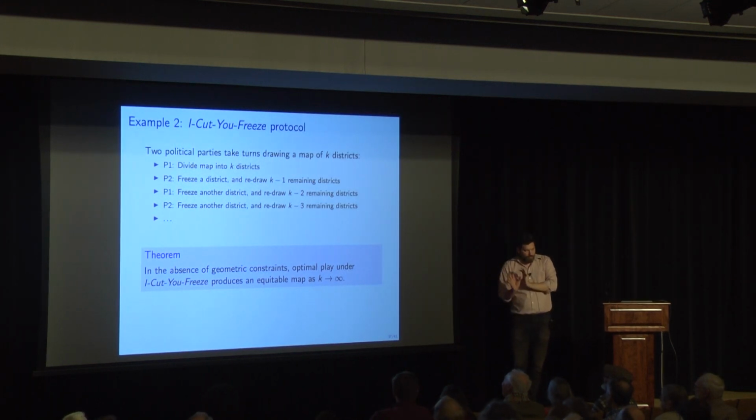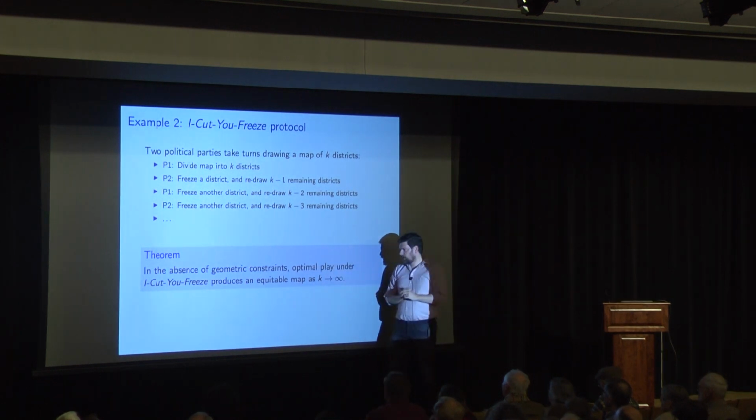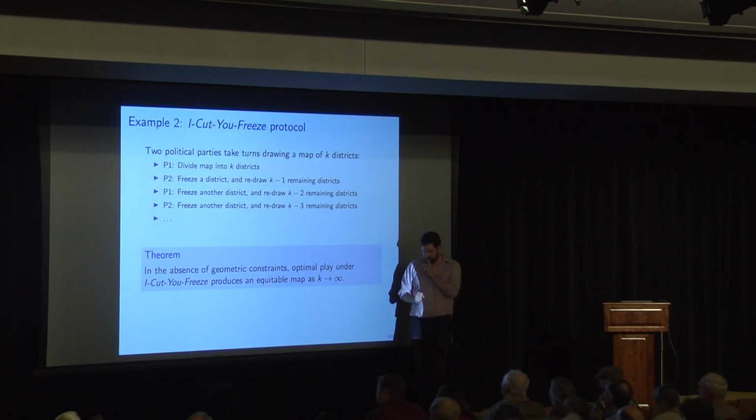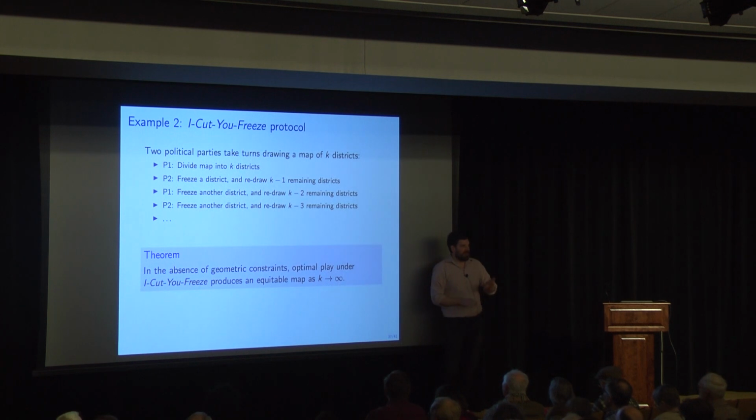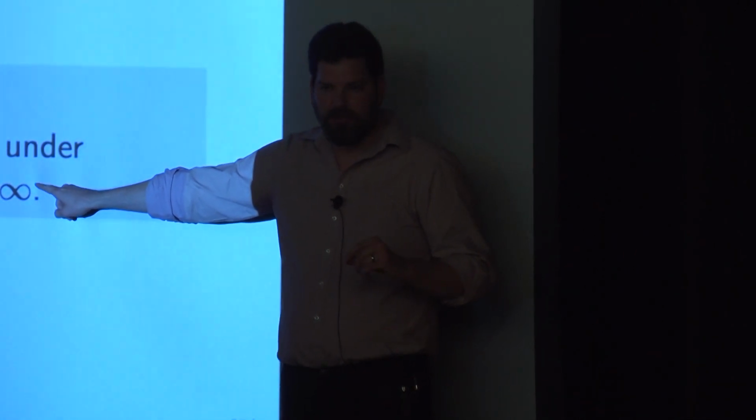So it doesn't require that when you draw the districts, it doesn't require that the districts are connected, let alone they have a large Polsby-Popper score. You just cut up the map into districts. No geometric constraints. If you play optimally, then you'll end up with a really nice S-curve when the number of districts gets large. Okay? This is interesting.